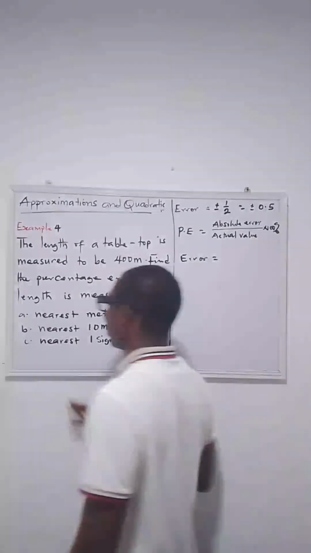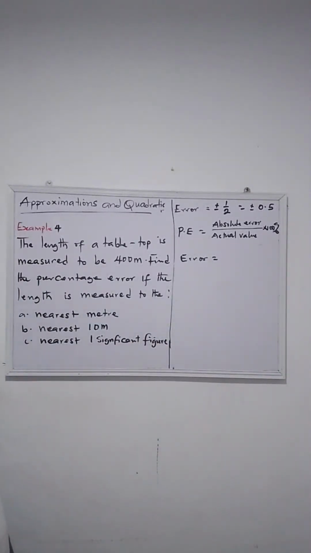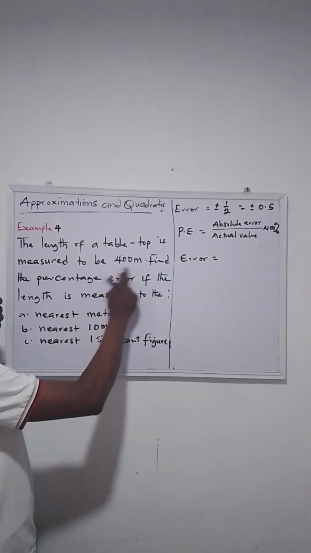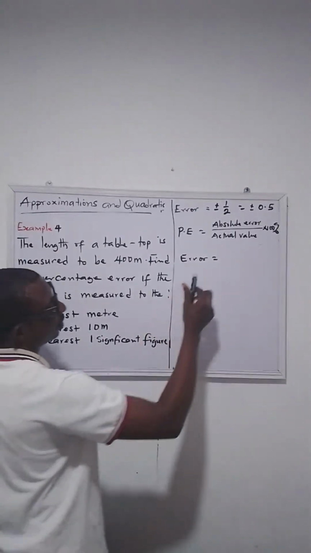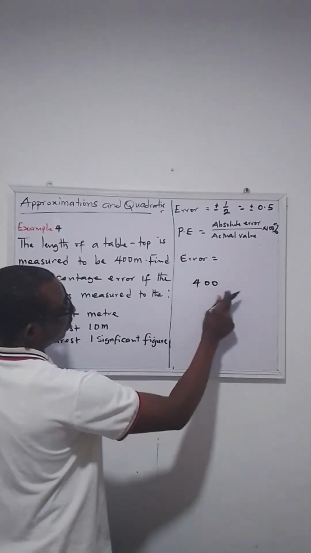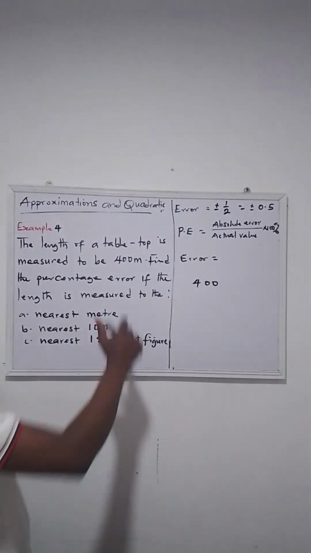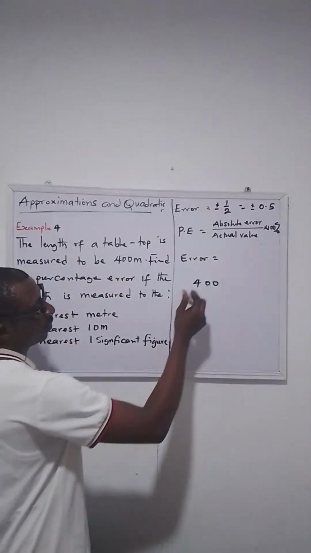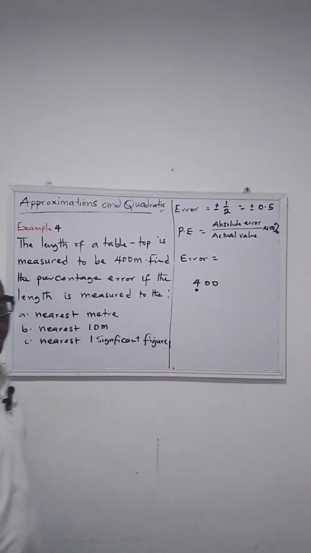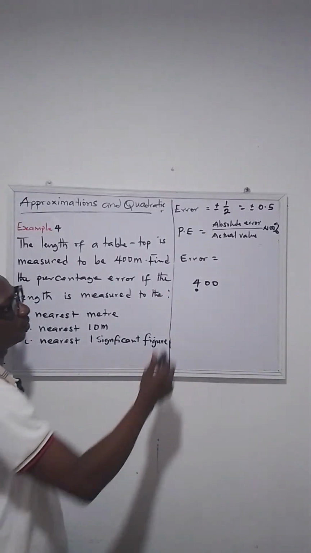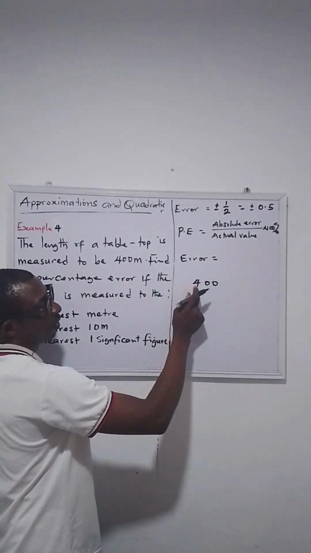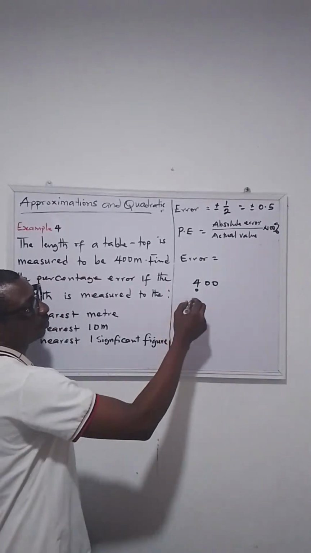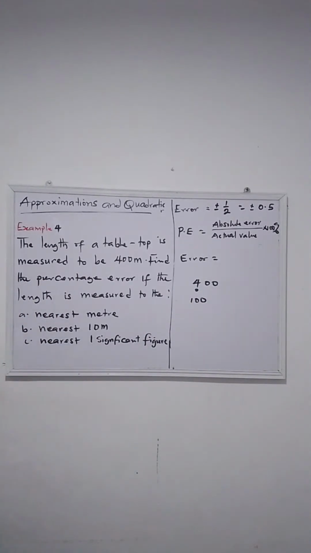Okay, so now let's solve the problem together. Look at it. The question says to the nearest one significant figure. Now you look at this actual value. What is the position value of one significant figure in 400, which is the actual measurement? One significant figure is at 4. So the position value of this 4 in this number is what? That's 100.